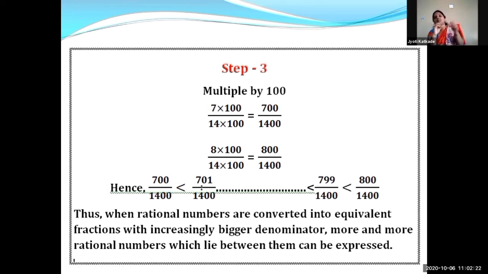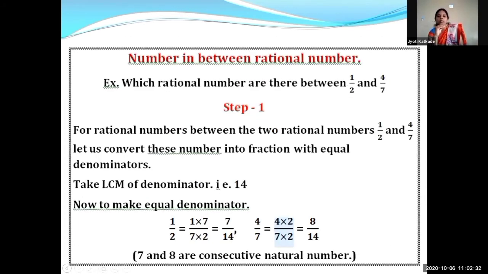See first step. I think all of you understand how to make the denominator same. First of all, we have to make the denominator of both fractions the same. How? By taking LCM. So LCM of the denominators 2 and 7 is 14.